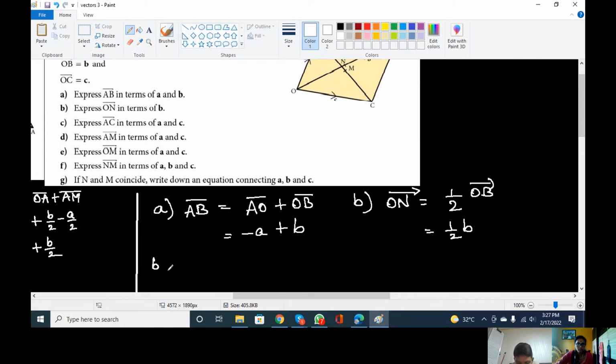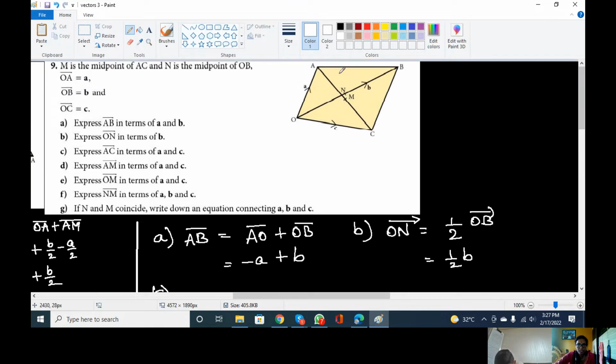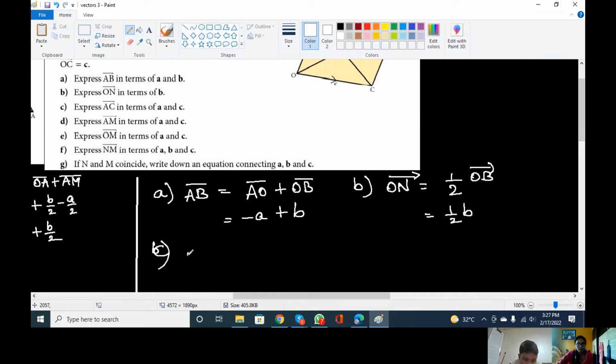Next, C. Express AC in terms of A and C. AC we need to find out. A to the C. So we can take this path. A to the O plus O to the C. AC is equal to A to the O plus O to the C. So that is equal to negative A plus C.